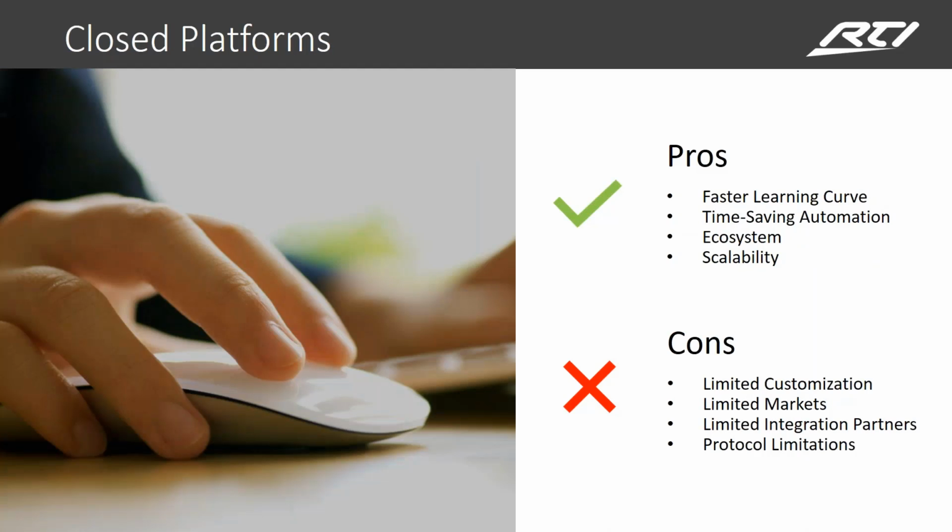We have the closed platforms now. Pros on the closed platforms, first and foremost, you're going to see a faster learning curve. Typically, they're drag and drop platforms. They offer time-saving advantages like automated programming. Ecosystem: both platforms offer ecosystem, but the advantage in the closed platform is that they're plug and play. It utilizes the same methodology. You're not so heavily focused on having to learn all these different manufacturers.